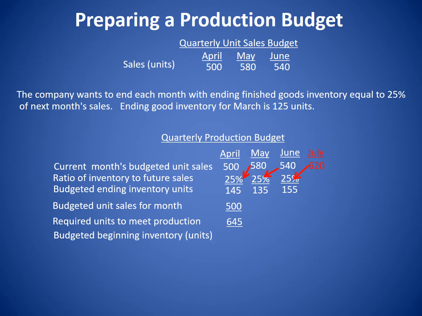Now from that though, I have to subtract what I already have in inventory. So I subtract out my budgeted beginning inventory, which is 125 because I've already produced those. So the units required to meet production of 645 minus what I've started off with means that I have to produce during the month 520 units in order to not only meet my sales, but also to make sure I have 25% of the next month's sales on hand at the end of the month. Let's take a look then for May and June. You can see similar computations for May and June.